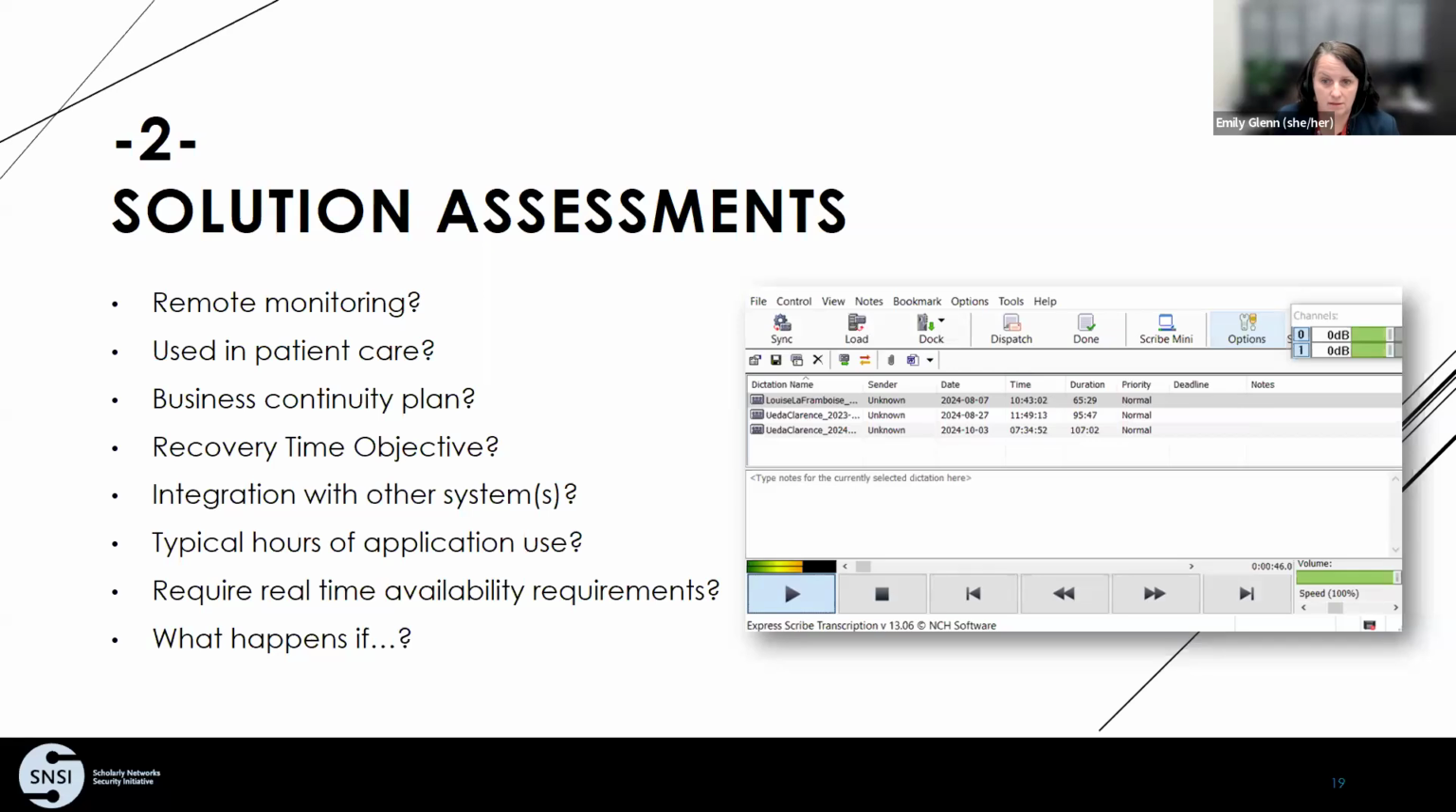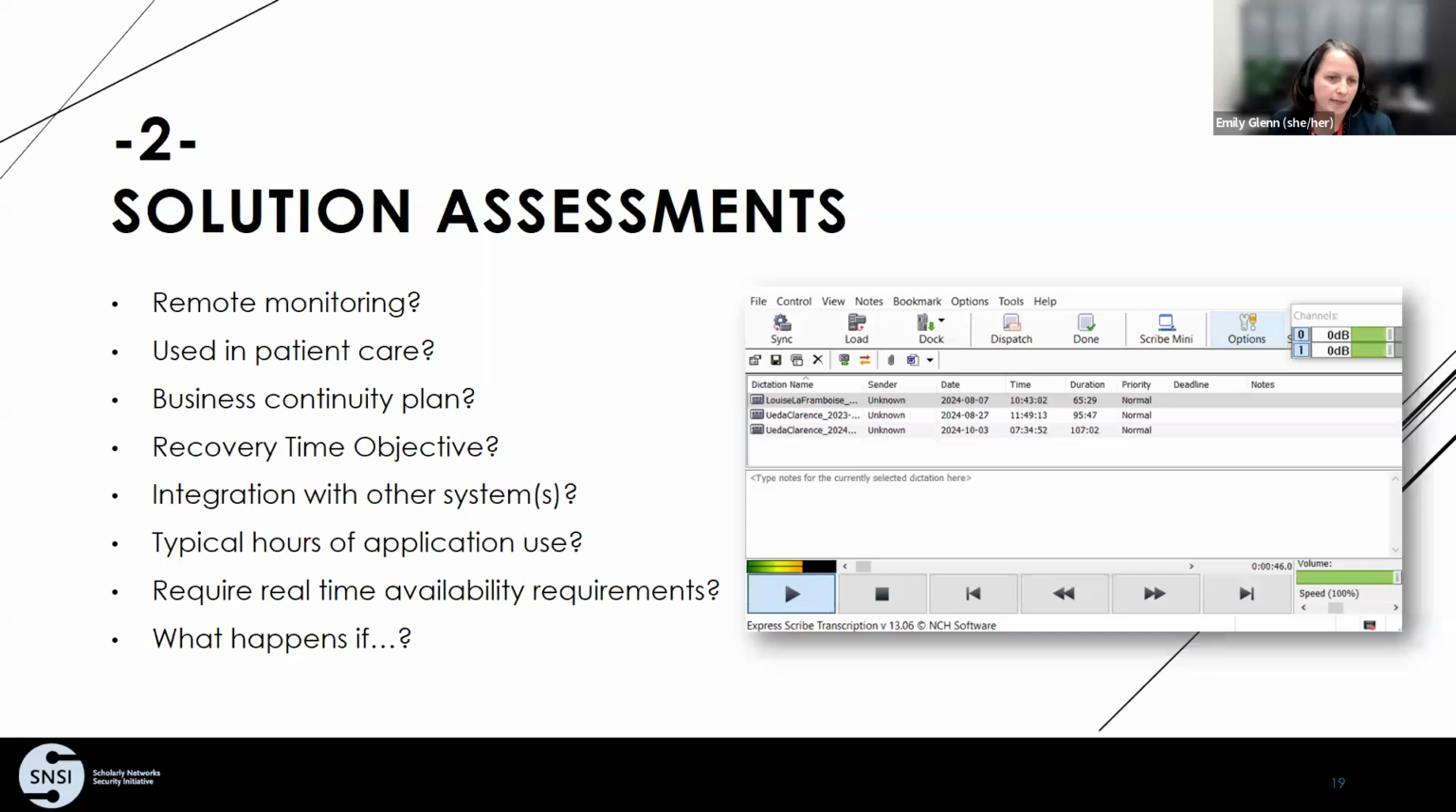This picture here is Express Scribe. This is one of our problem child solution assessments where we had it approved, we bought it, we saw malware, we had it unapproved, we got it reapproved. Now we can't buy it because of a website being blocked by our IT team, and it's one thing that we have been pushing through in conversations.